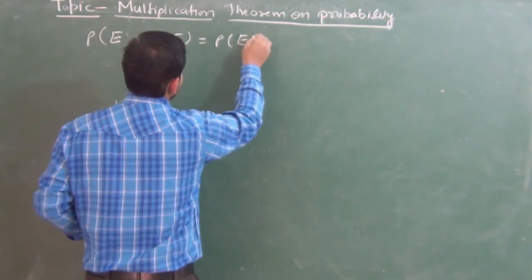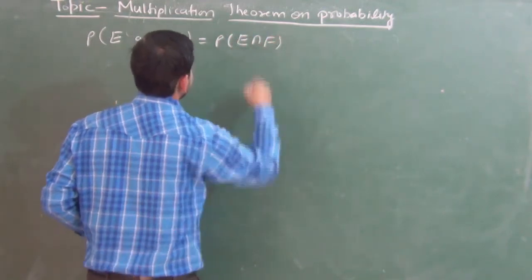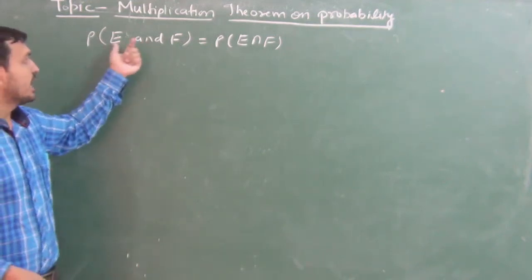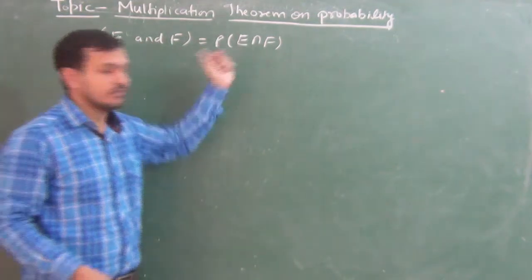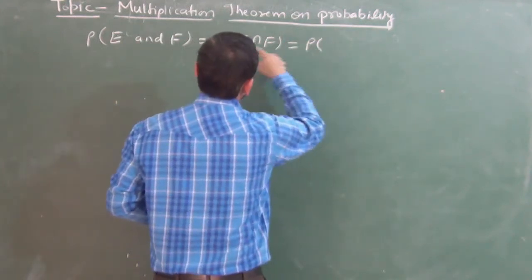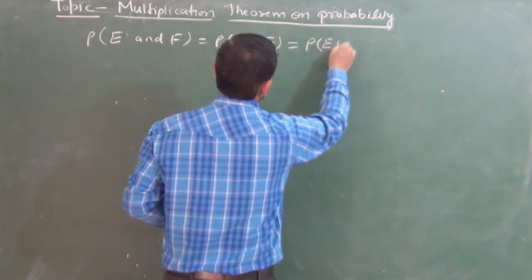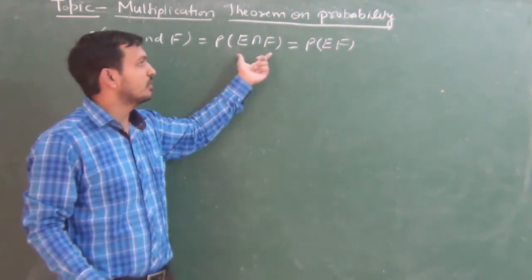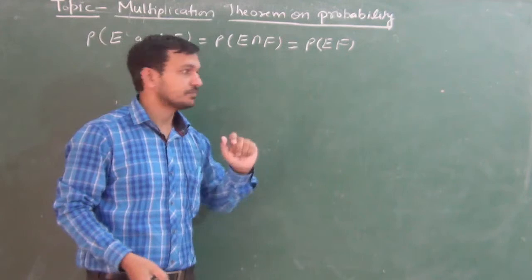This can also be written as probability of E intersection F. We know that if we have written "and" between E and F, it means E intersection F. And in probability, sometimes we also write it as probability of EF. In place of writing E intersection F, we can also write it as probability of EF.